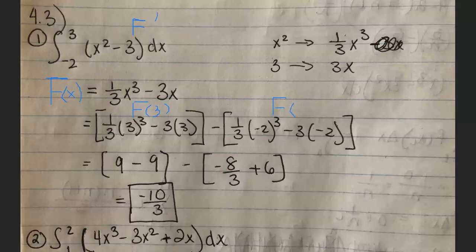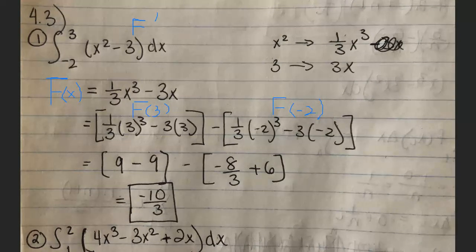and then I got 9 minus 9 minus negative 8 over 3 plus 6. So I subtracted that by the definition, and then I got negative 10 over 3. That makes sense. Right, your steps are right. Your thinking is right. Just make sure you know the notations.